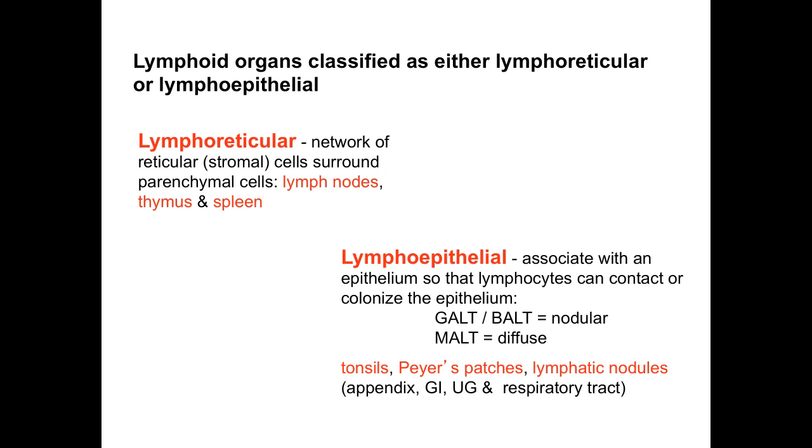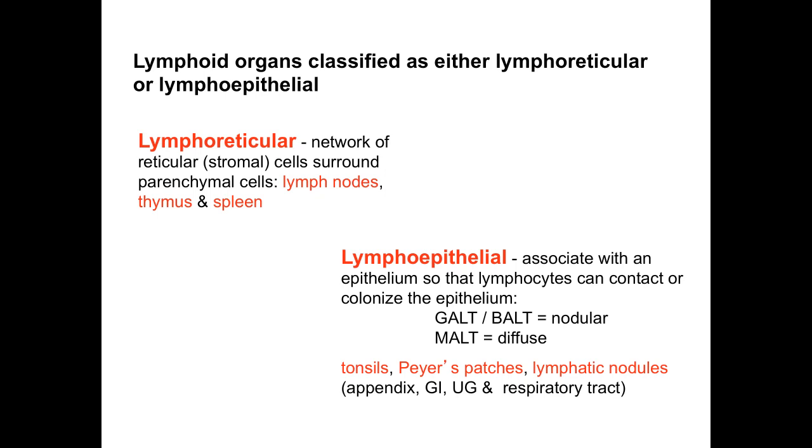We contrast these to lymphoepithelial organs. In lymphoepithelial organs, lymphocytes associate with an epithelium. They can contact or colonize the epithelium. So gut-associated lymphatic tissue or bronchiole-associated lymphatic tissue in the form of nodules, or mucosal-associated lymphatic tissue, which is more diffuse, would all be lymphoepithelial type organs.